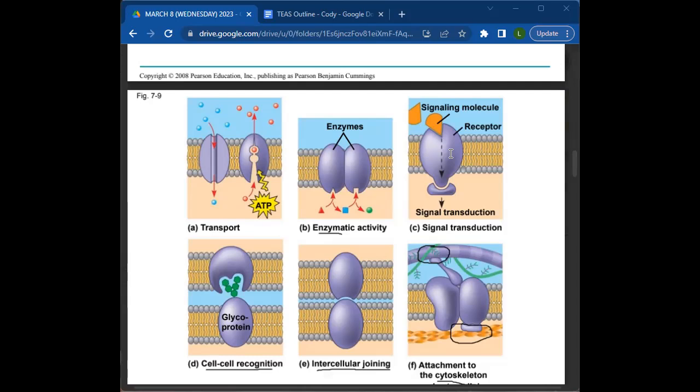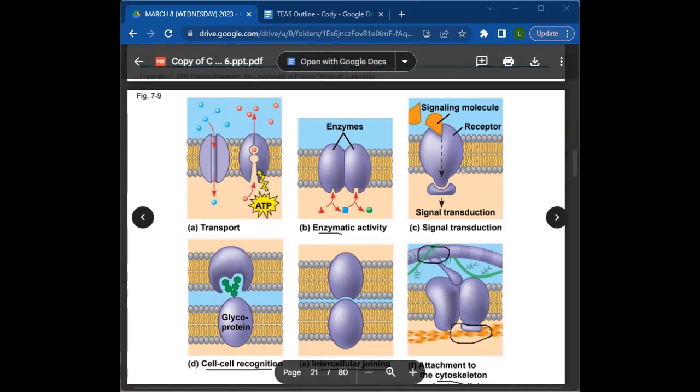The ones that can't, if they're trying to send a message to the inside of the cell to tell it to make a certain protein or to stop making a certain protein, that hormone may have to bind to a protein in the cell membrane, and then the protein will start a chain reaction on the inside of the cell that will eventually do whatever the hormone was supposed to do.